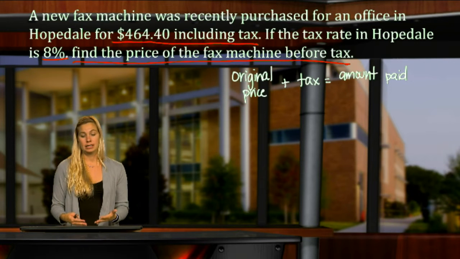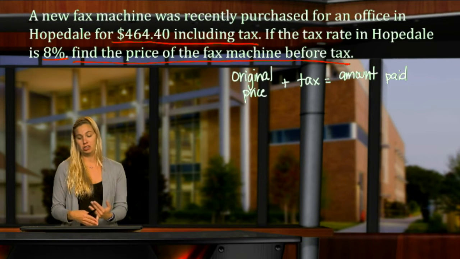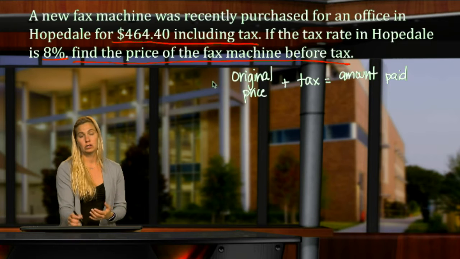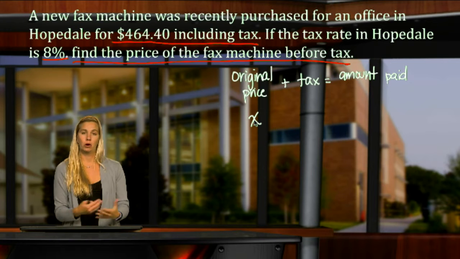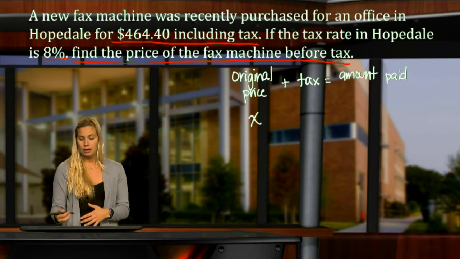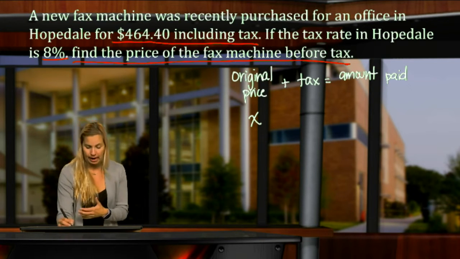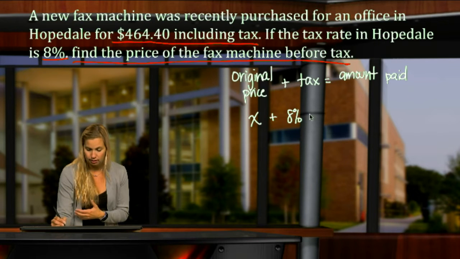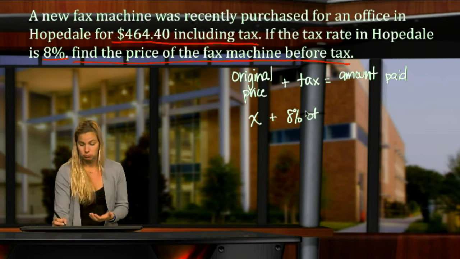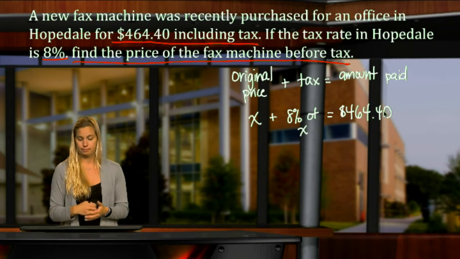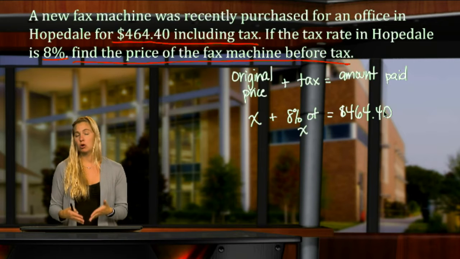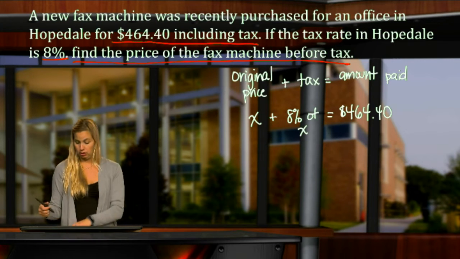The question is asking us to find the price of the fax machine before tax. So that's referring to the original price. That's how we identify the variable. What are we trying to find? Now, we're trying to find the tax that we add. So we've got 8% of the original, which is x. And we know that the amount paid was $464.40.